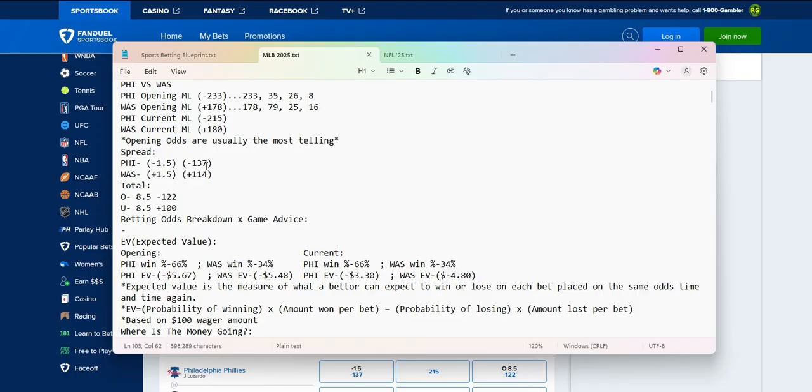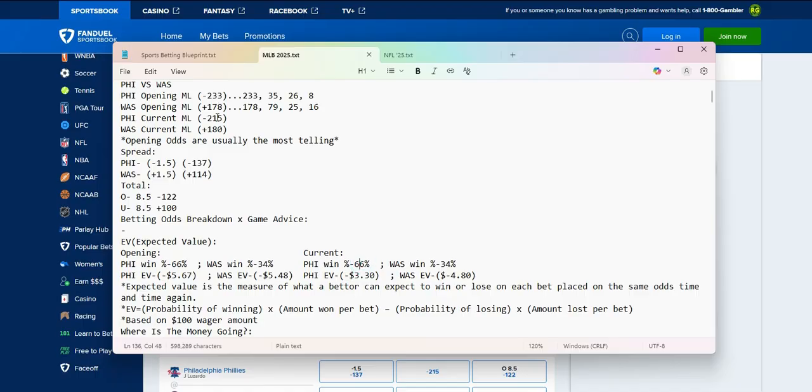Over under is at 8.5, minus 122 cost going over, plus 100 going under. And expected value looks like this: 66% win percentage for the Phillies, 34% win percentage for the Nationals. That gives the Phillies negative $5.67 expected value and negative $5.48 expected value. Now, if you want to calculate expected value manually, the formula is beneath right here, and you could calculate that, but you could just use an EV calculator.